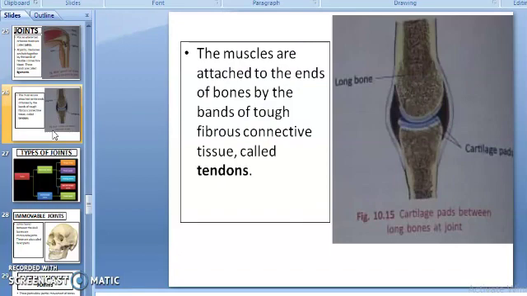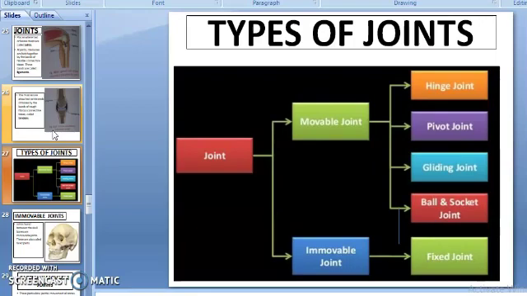Now see types of joints. Based on the movement they allow, joints are basically of three types. Here I have shown you only two, movable and immovable joints. But there is one other type, that is partially movable joints. Then movable joints are further divided into hinge, pivotal, gliding, and ball and socket joints. Now let's discuss all these joints one by one.